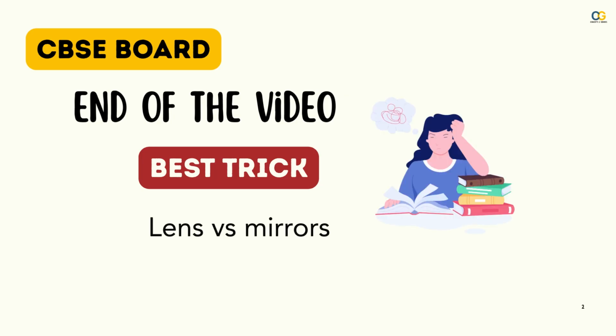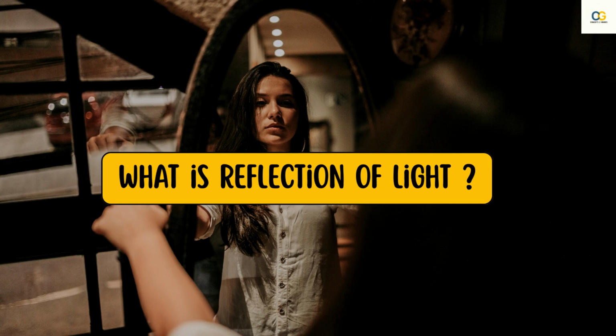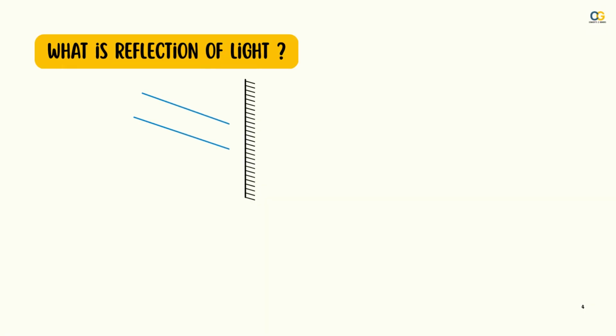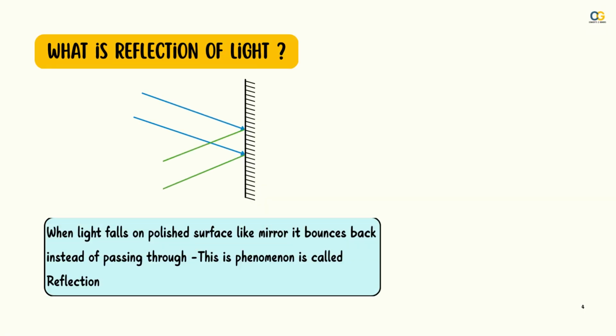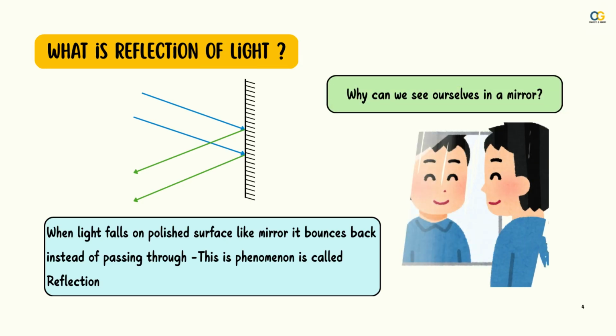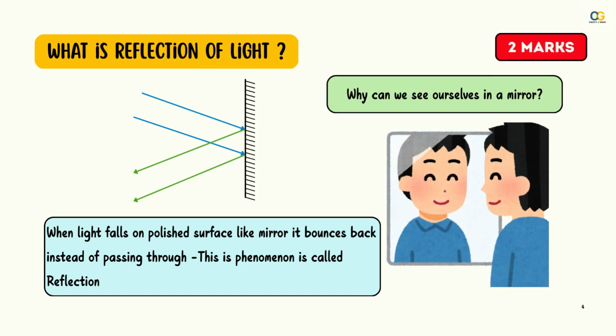Let us start by answering the question, what is reflection? When light falls on a polished surface like a mirror, it bounces back instead of passing through. This phenomenon is called reflection. Sometimes in exams, this question is also asked in the terms of why can we see ourselves in the mirror, and answering this can give you 2 full marks.